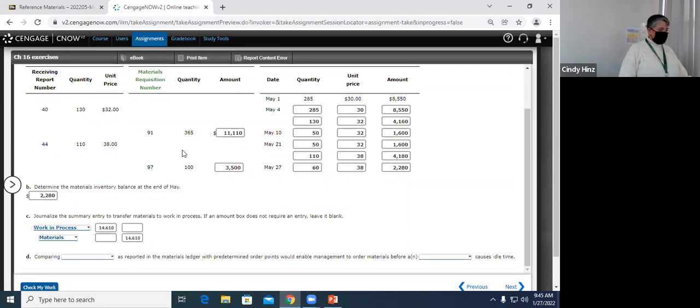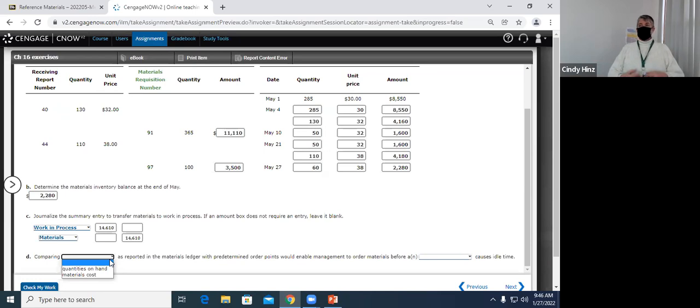Last question then, comparing blank as reported in the materials ledger with predetermined order points would enable management to order materials before a blank causes idle time. So predetermined order points, and we talked about this a little bit back in chapter 6 when we talked about inventory management and the delicate art that it is, that we want to have enough. In that case, we were talking about merchandise inventory, but it applies just the same way here for our materials. We want to have enough on hand at any given time that we have what we need to run the business.